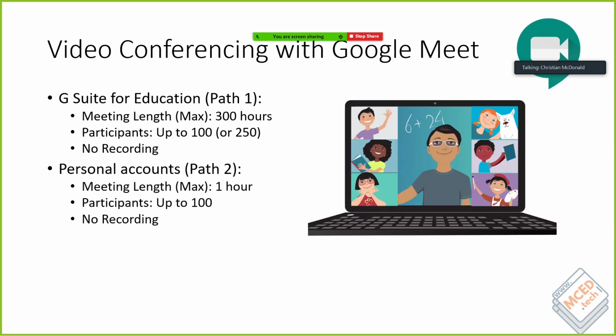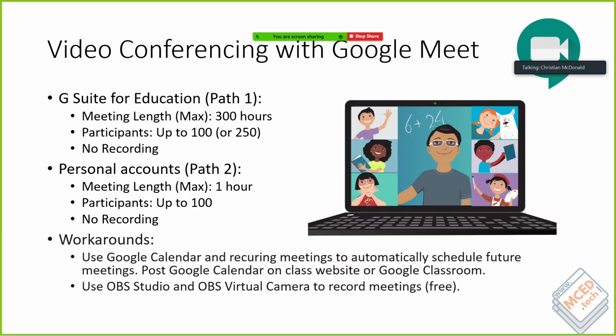Personal accounts. So with Path 2, the meeting length is capped at 1 hour. Now, for a single classroom session, a single instructional period, 1 hour is not too bad. The participants are still capped to up to 100. But how do you work around some of this stuff? Well, Google Calendar can be used to automatically schedule recurring meetings. Again, this is going to require that your meeting links are easily accessible.